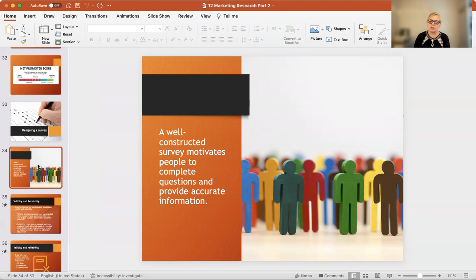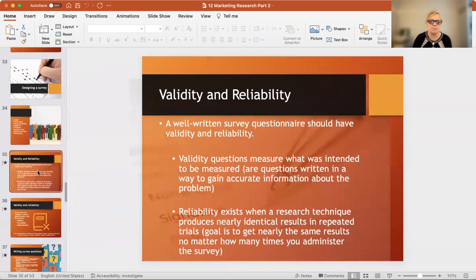Okay, so a well-constructed survey motivates people to complete the questions and provide accurate information. It provides validity. So we want to make sure that we understand accurate information about the problem, and it's reliable. It's going to get the same results no matter how many times you administer the survey to the same person. Obviously, different people will respond differently, but if you gave me the same survey over and over and over again, you'd get fairly similar results.